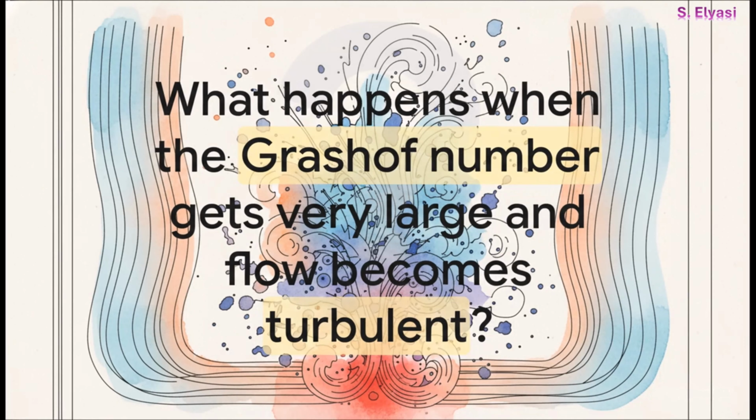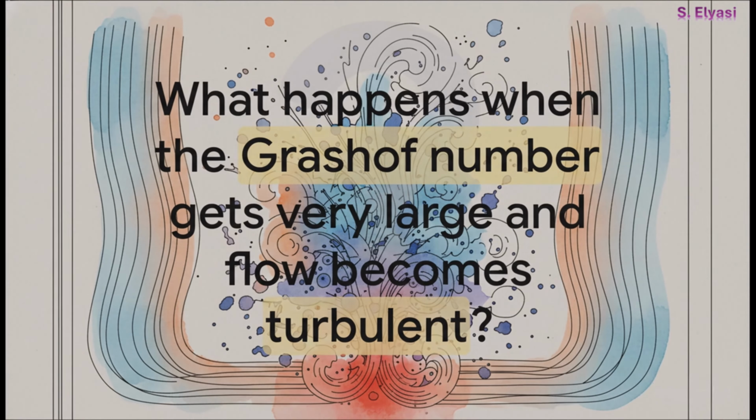So, we've cracked the case for nice, smooth, laminar, natural convection. But what happens when we turn up the power on that invisible engine? What if the temperature difference gets really big, or the plate is really, really tall? The Grashof number gets huge, and just like what happens with the Reynolds number, the flow eventually stops being smooth and becomes chaotic and turbulent. And well, that's a whole other fascinating story.